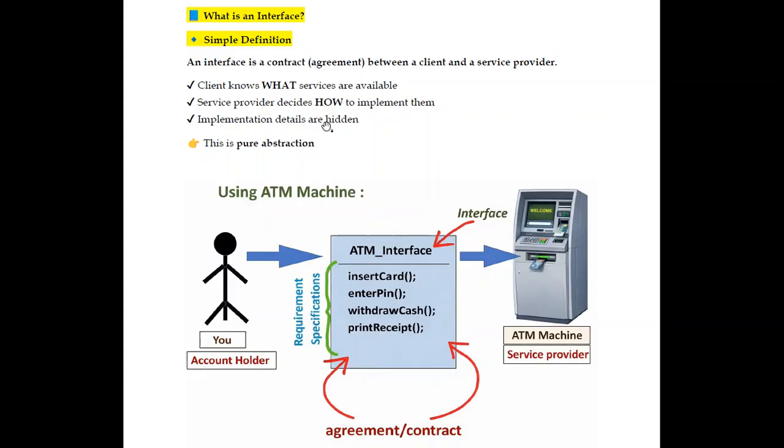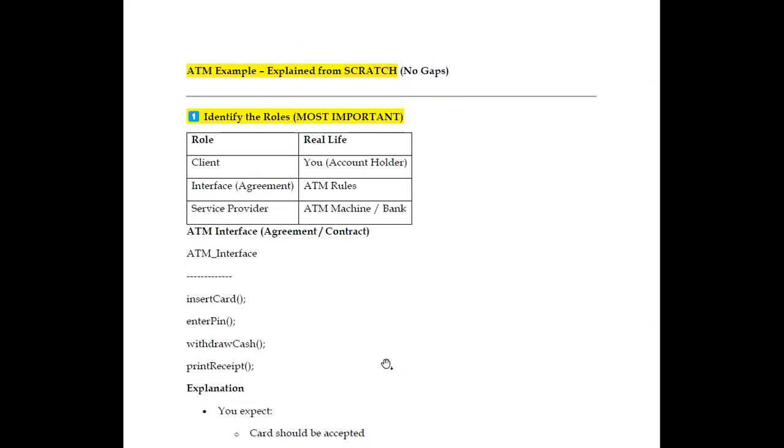So implementation details are hidden, showing only the functionality to the user. The user can see only these functions are available: insert card, enter pin, withdraw cash, print receipt. Okay, I hope you're clear with this.